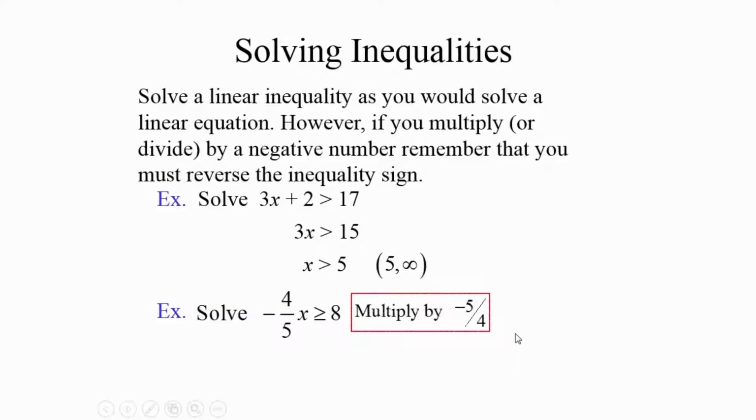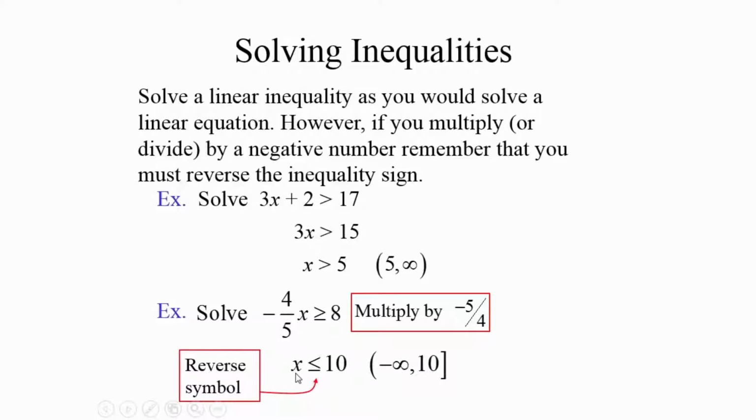Okay, let's see what they have done. Multiply by minus 5/4. The reason for minus 5/4 is to make this 1. We want to make this coefficient equal to 1.